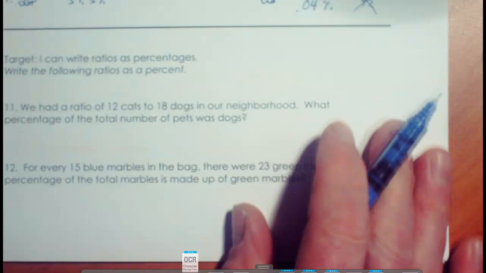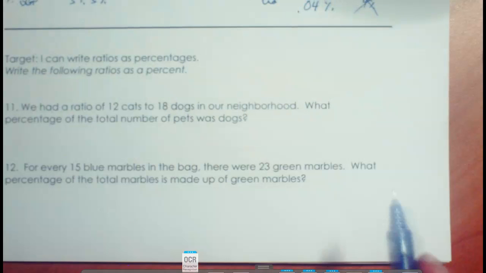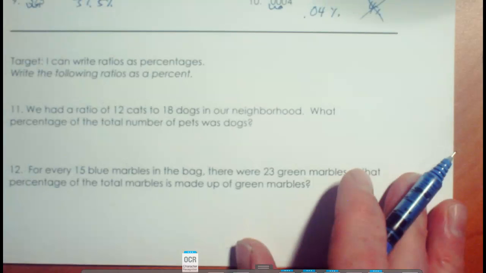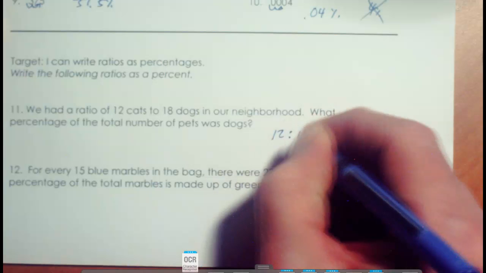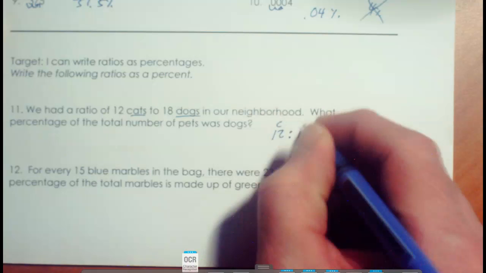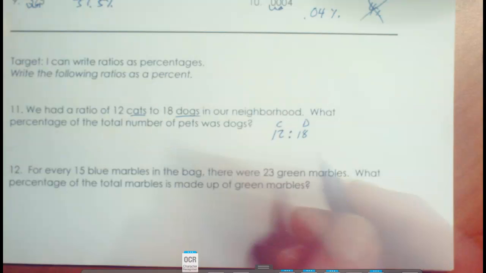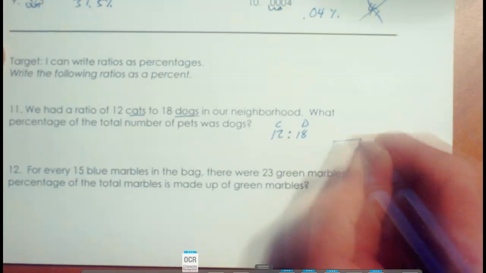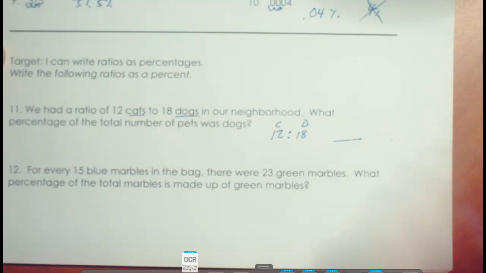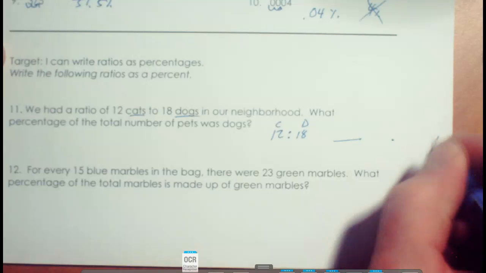All right. I can write the following. I can write ratios as percentages. All right. We had a ratio of 12 cats to 18 dogs. So this is 12 to 18. So I'm going to put cats to dogs. So these are cats, these are dogs. What percentage of the total number of pets was dogs? Well, to get to a percentage, we have to first get to a fraction, then we have to get to a decimal, then we have to get to a percent.